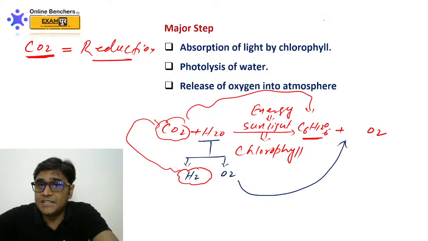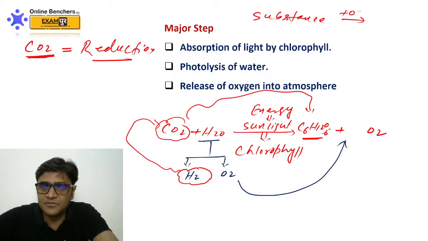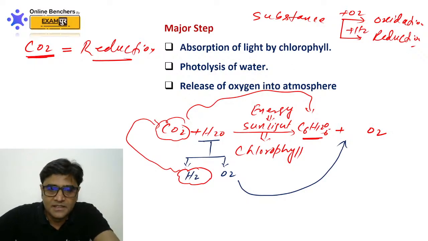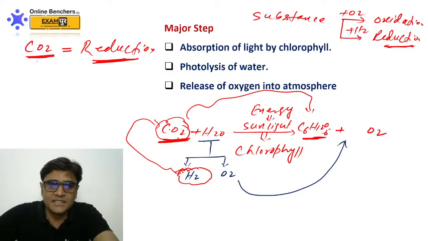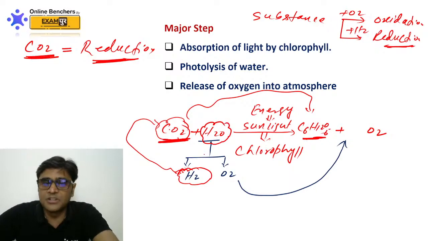As we know, addition of oxygen to a substance is known as oxidation, and addition of hydrogen to a substance is known as what? Reduction. So here, see guys, what happens in dark reaction? In dark reaction, CO2 combines with hydrogen to form what? Glucose. So addition of hydrogen to a substance is known as reduction. So during the process of photosynthesis, reduction of CO2 takes place, and oxidation of water takes place.